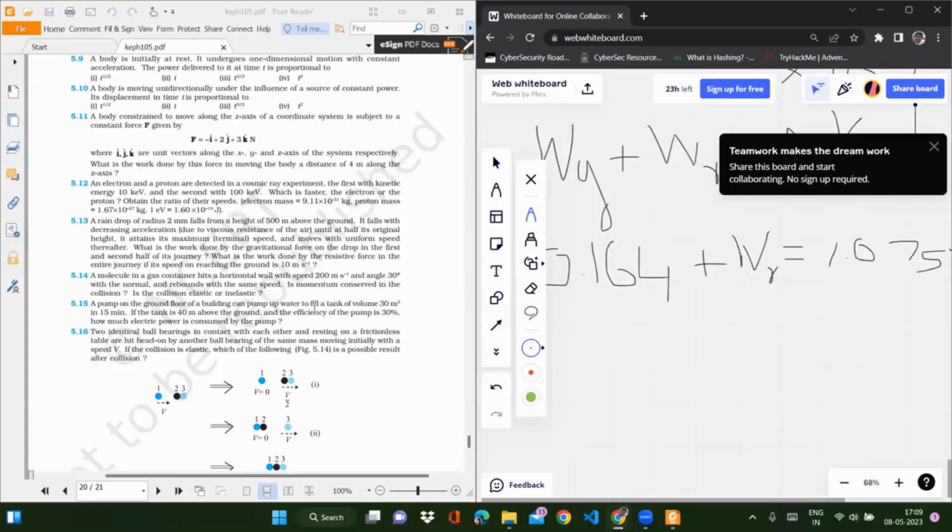And it is given that the molecule has speed 200 meters per second and angle 30 degrees to the normal. So we can draw, if this is the wall, this is the normal, and it is coming at 30 degrees to the normal. It will hit here and then rebound like this.